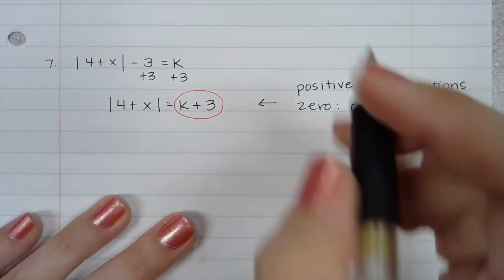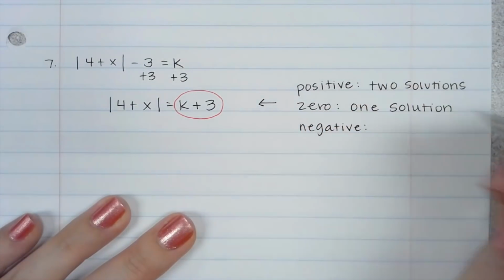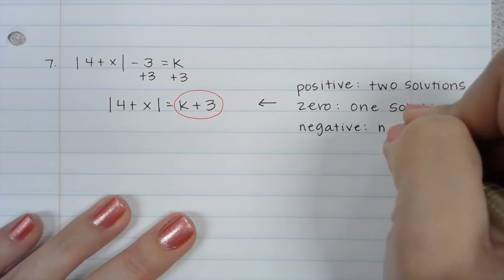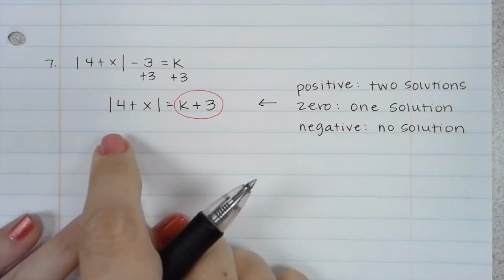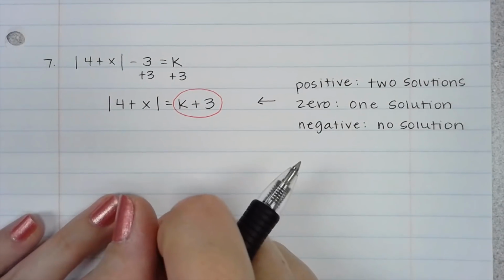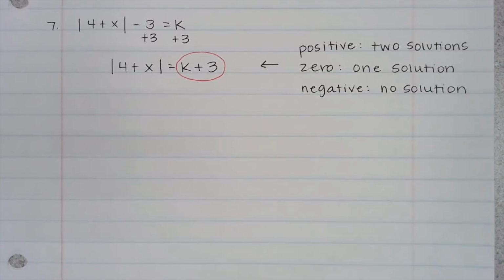And if k plus 3 works out to be a negative number, that means that this equation would have no solution. Because you can't have the absolute value work out to be a negative number. So this question does not ask you to figure out what the answers would be for each of these situations. It just wants you to figure out which number for k would make which thing happen.